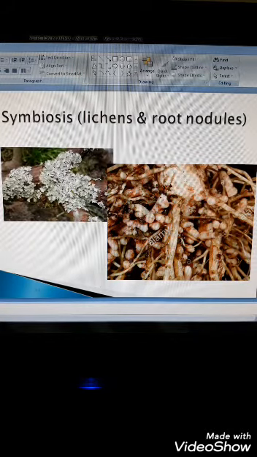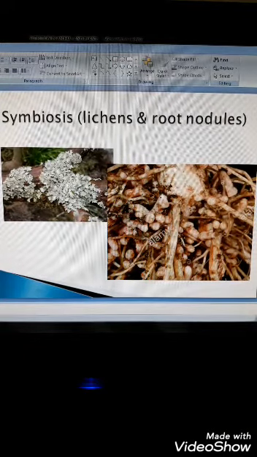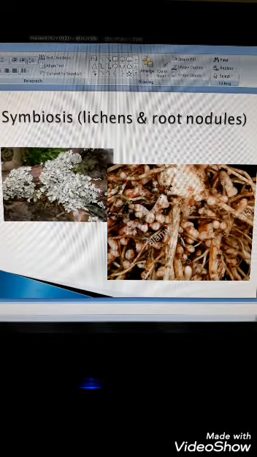Here in the figure, I'm showing you on the left side a figure of a lichen, and on the right side you can see the structure of root nodules. Fine. So first we will talk about the lichens. Now what are these lichens? These lichens are actually very amazing forms of life.